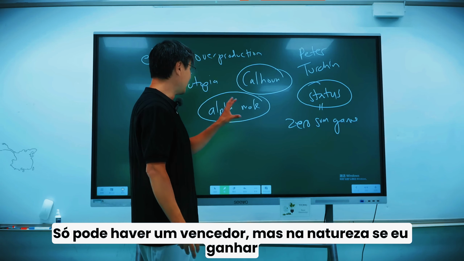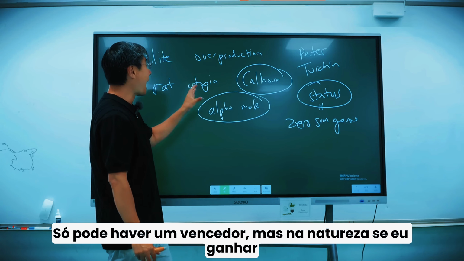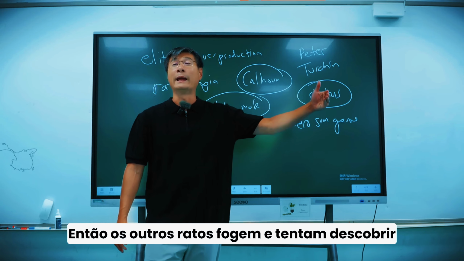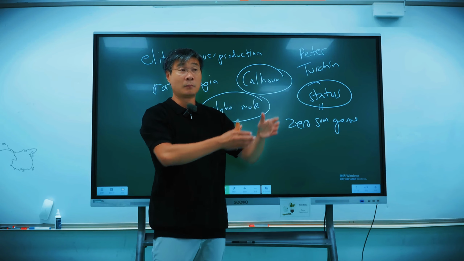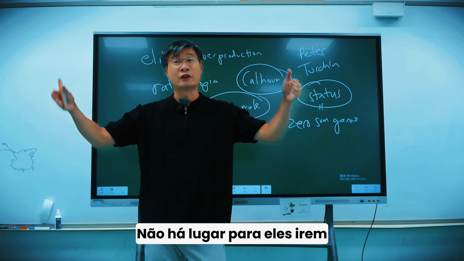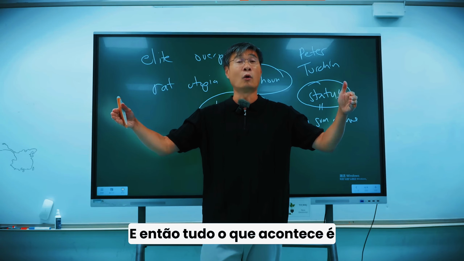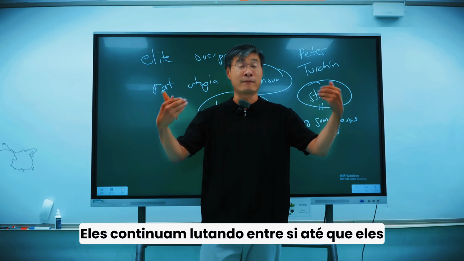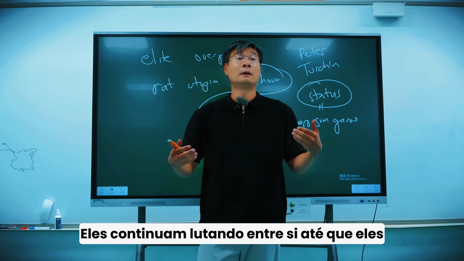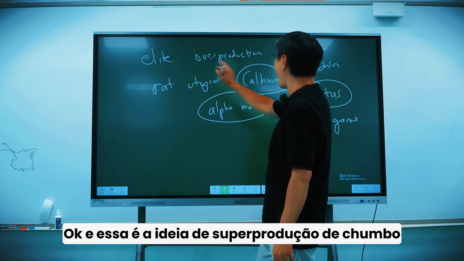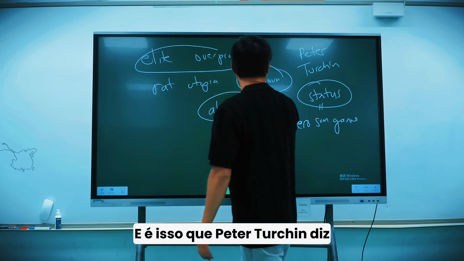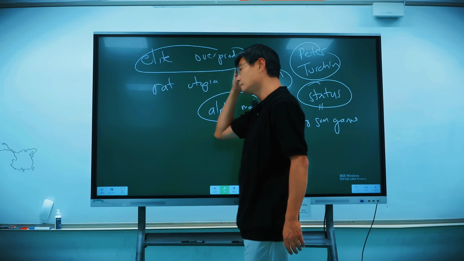But in nature, if I win, then the other rats run away and try to build their own colony. But in James Calhoun's experiment, there's no place for them to go. And so all that happens is they keep on fighting each other until they die. Okay? And that's the idea of elite overproduction. And that's what Peter Turchin says.